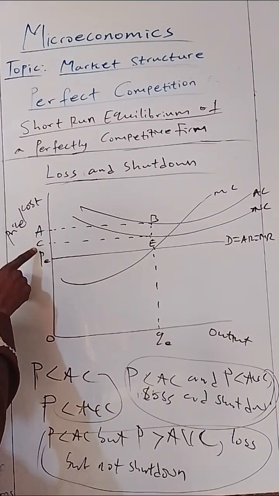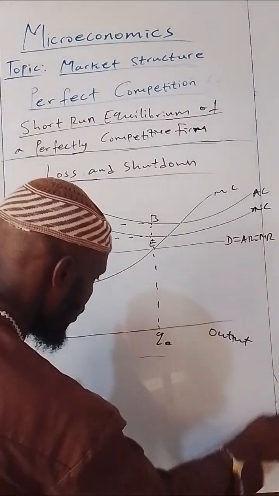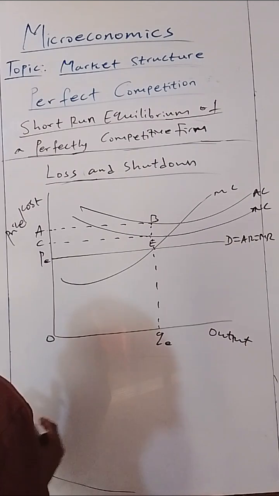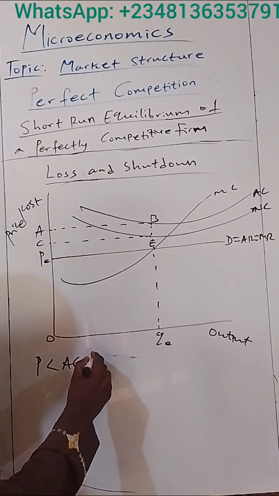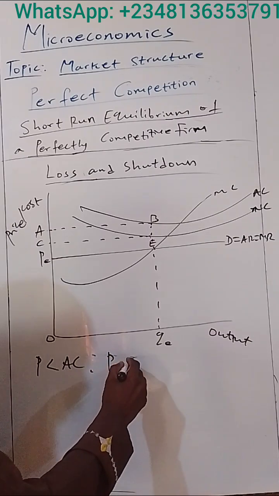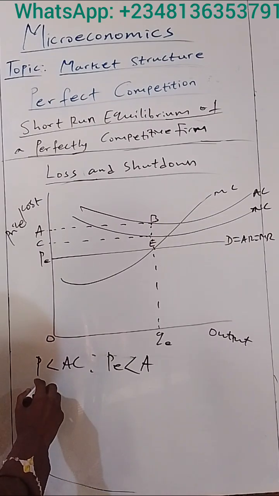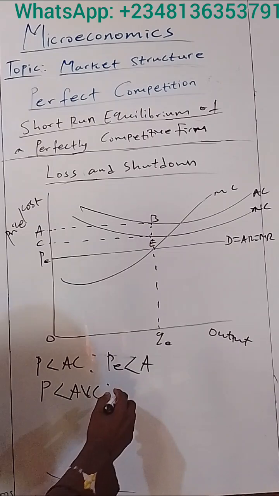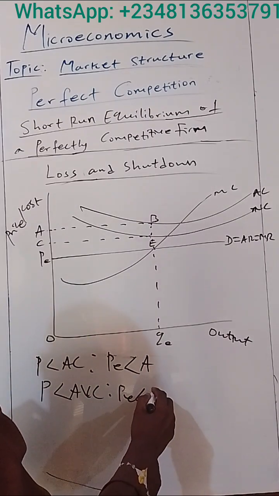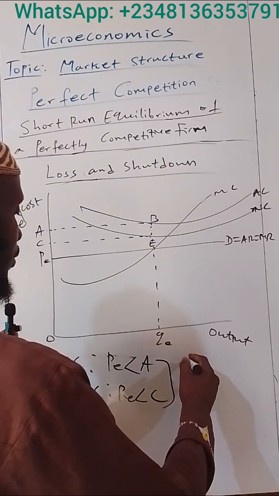You can see C is greater than PE. In other words, the price is less than average variable cost. So the situation the firm finds itself in here is that the price is less than AC. In other words, PE is less than A. And also PE is less than AVC, average variable cost. In other words, PE is also less than C. So the advice is that the firm should shut down.